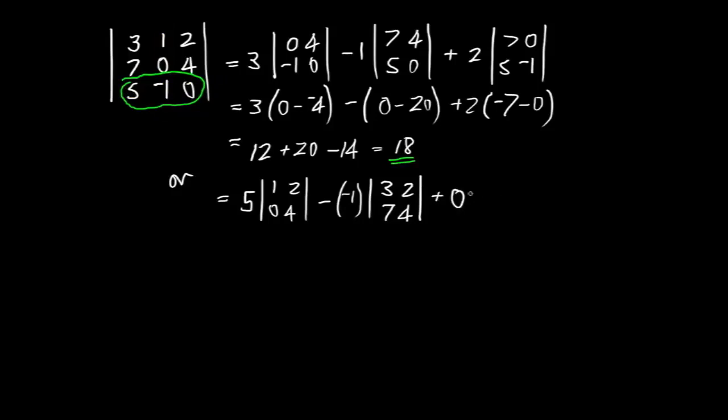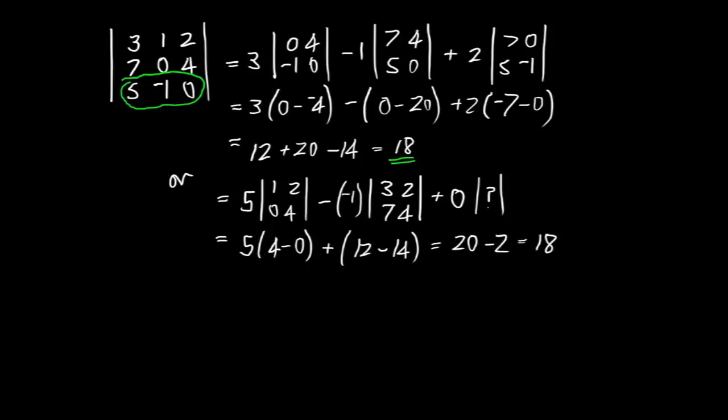Well, we actually have a 0 plus 0 times some determinant. I don't even care what that is because it's been multiplied by 0. That's the beauty of it. So I've got 5 into 4 minus 0, and then we're going to have 4 3s are 12 minus 14. So that's going to give us 20 minus 2 is 18. Same answer as before. Okay, what about if we have even bigger determinants than our 3 by 3 example there?